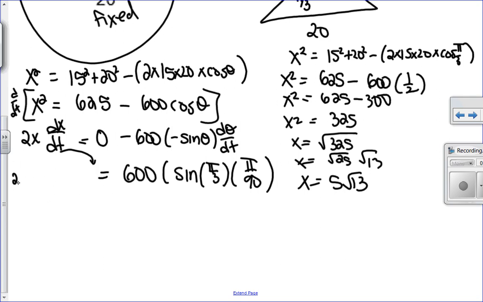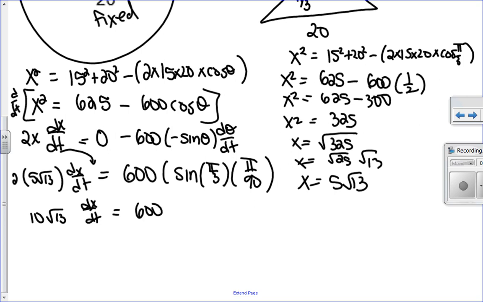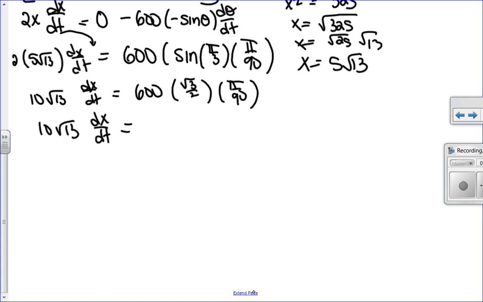So I have 2 times 5 root 13 times dx by dt, which is really what we're trying to solve for. Let's simplify this a little bit here. So I have 10 root 13 dx by dt equals 600 times sine of pi over 3, which is root 3 over 2, multiplied by pi over 90. Okay, so I'm going to tidy up that right-hand side just a little bit here. So I have 10 root 13 dx by dt equals, and now I want to simplify this a little bit.